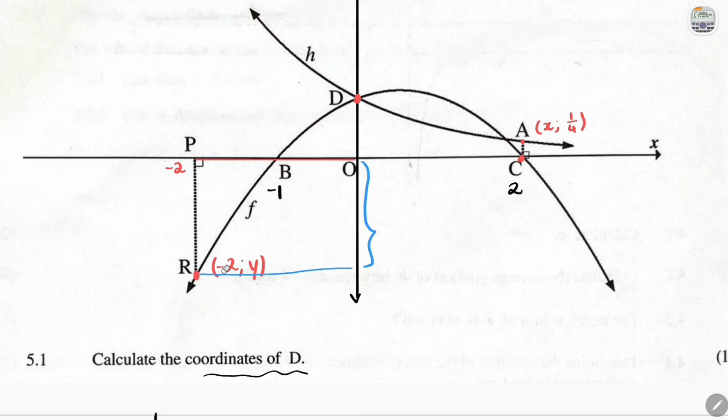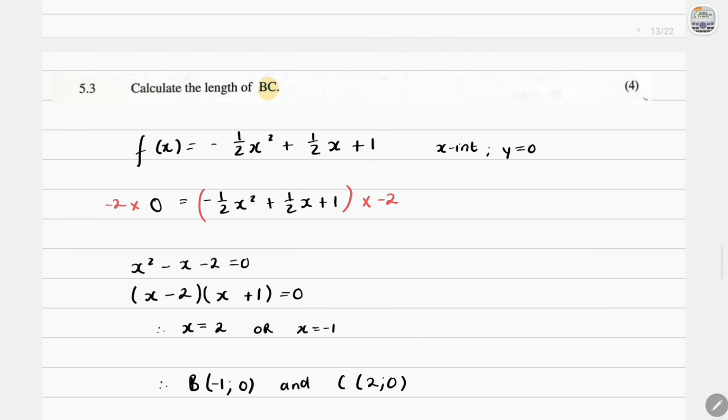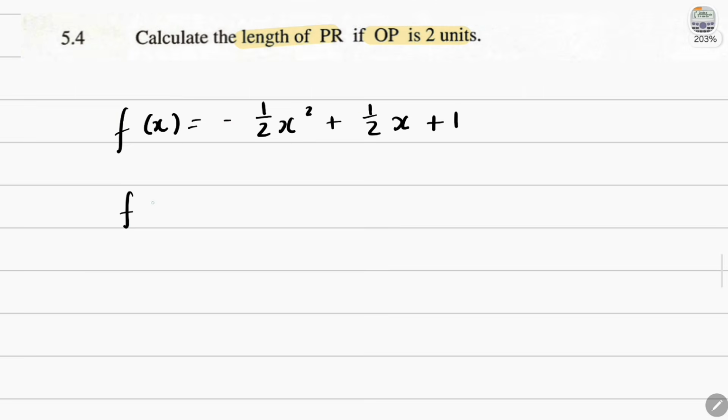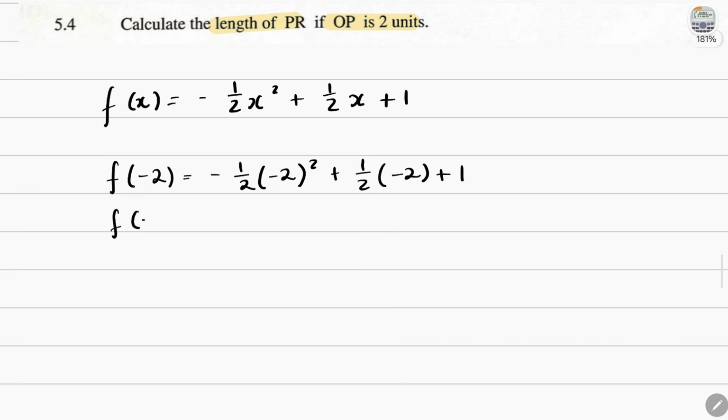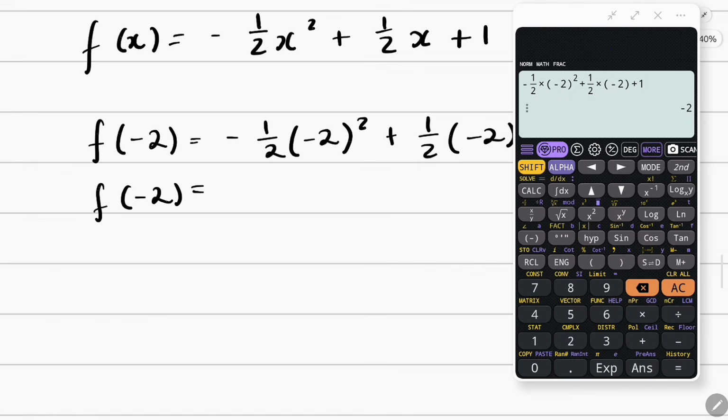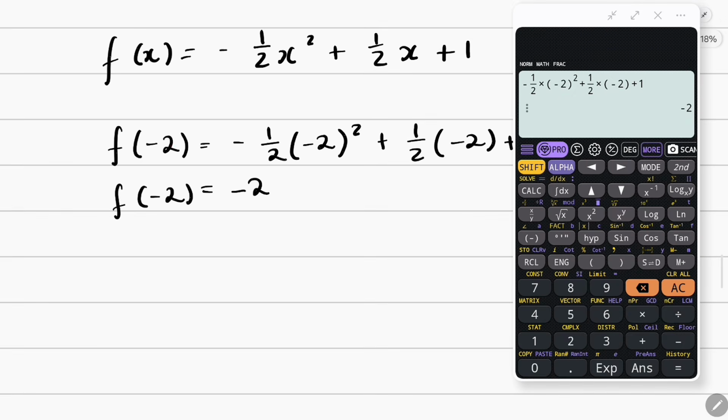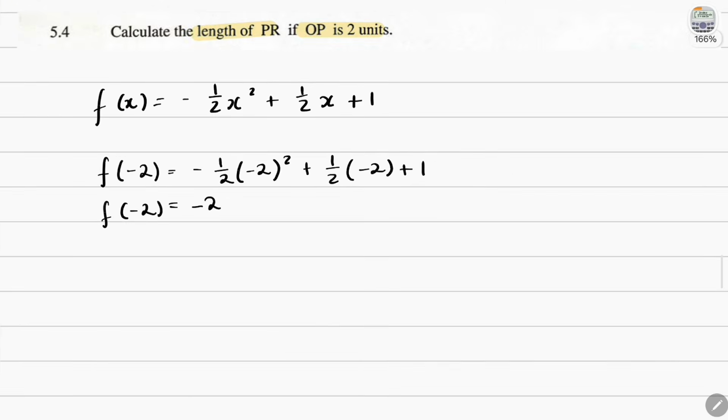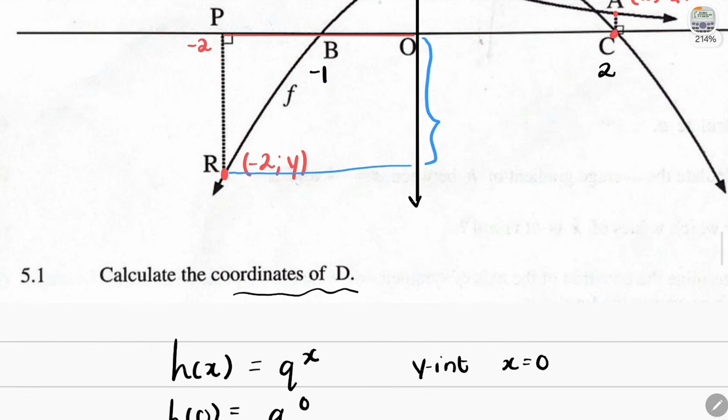Okay, so we got the x value. We can take that and substitute it into the graph that it is on. It's on the graph of f. So let's substitute it into f. So we're going to find out what f of negative 2 is. Okay, so this is the graph of f. So we'll say f of negative 2 equals negative 1 over 2, negative 2 all squared, plus 1 over 2, negative 2, plus 1. And let's find out what f of negative 2 is. And this is negative 2. Okay, so if it is negative 2, that is the y value of that point. Okay, so now we know that this y value is actually negative 2.